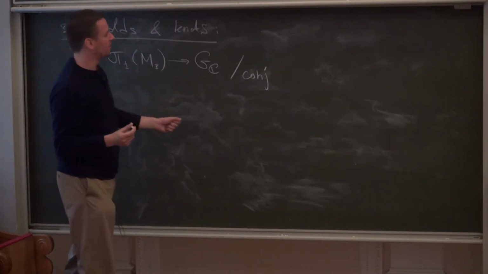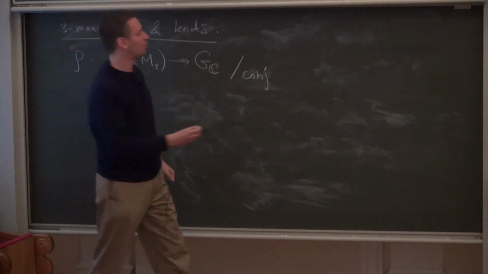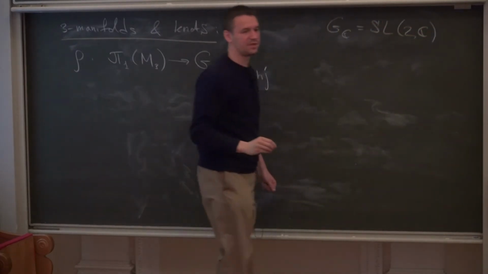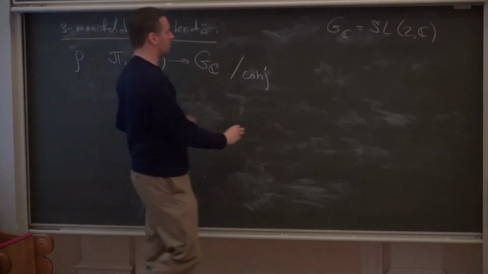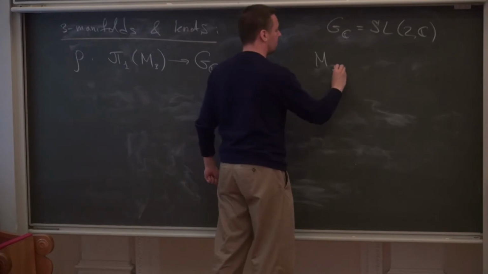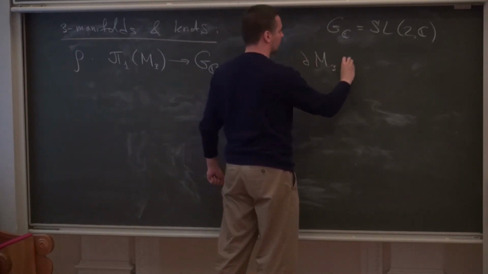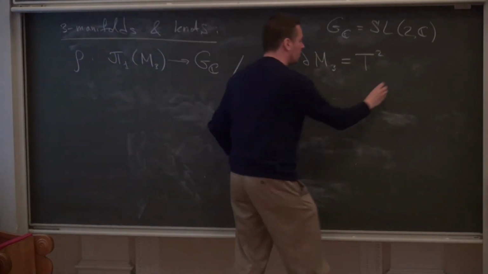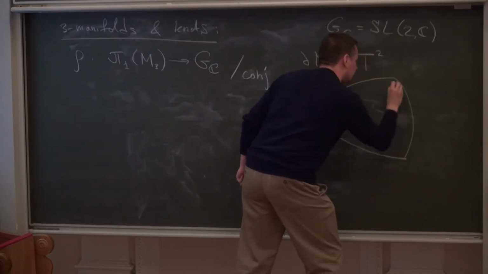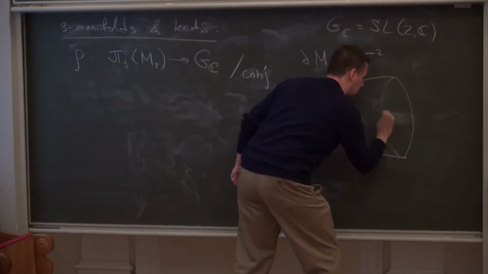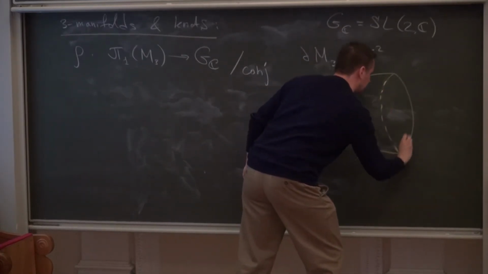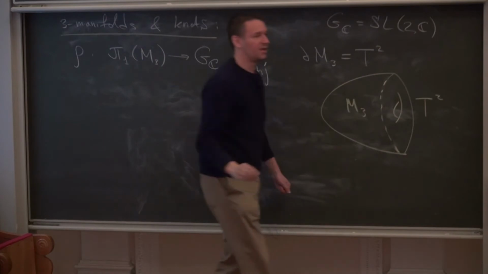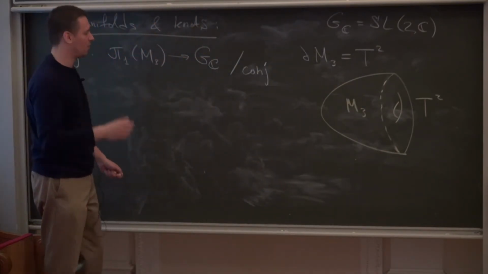Moreover, again, let's be simple. Let's once and for all choose our group to be SL2C, the simplest non-abelian group, so we get something non-trivial. And also let's choose three manifolds M3 to have toral boundary. So this is a case similar to what I was drawing before, where you have a three manifold whose boundary is a torus. So this is M3, this is T2, and why is it relevant, or why is it interesting for us?